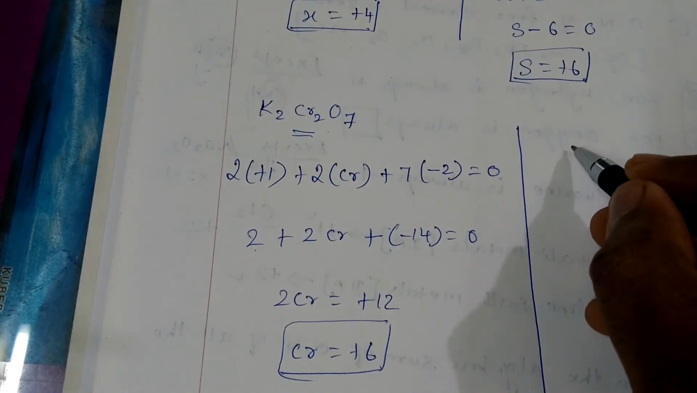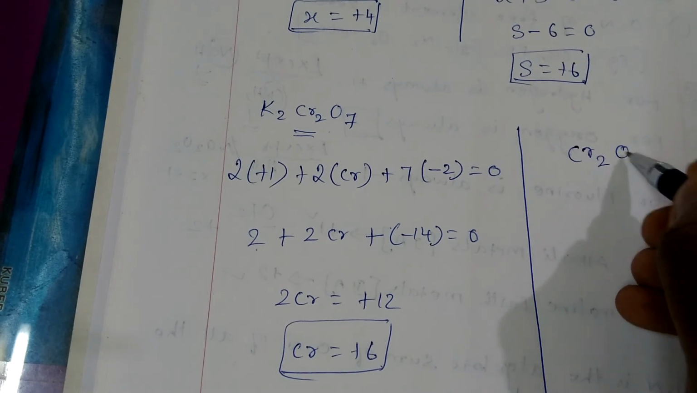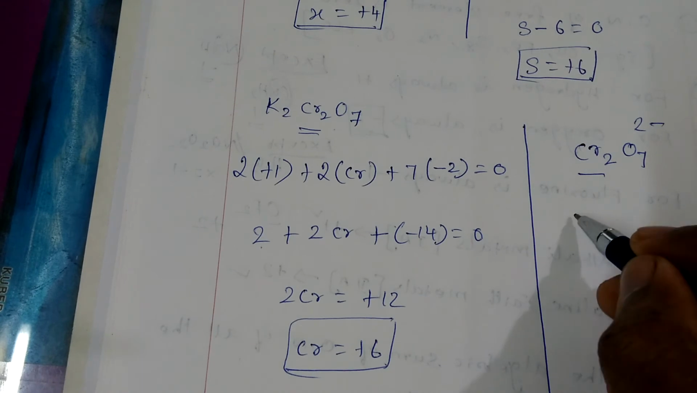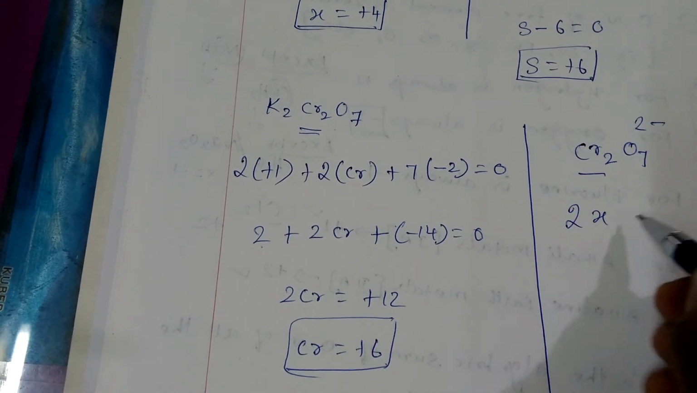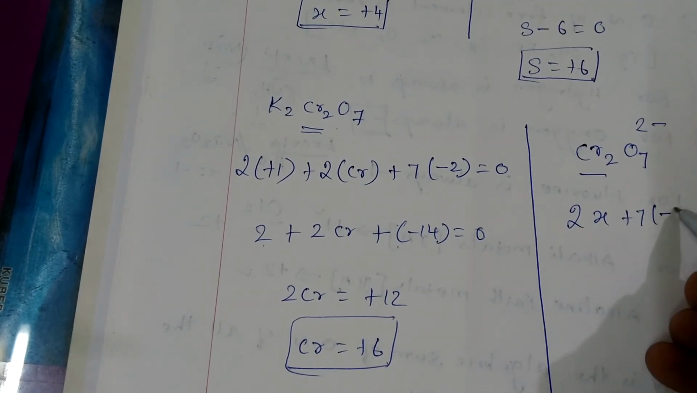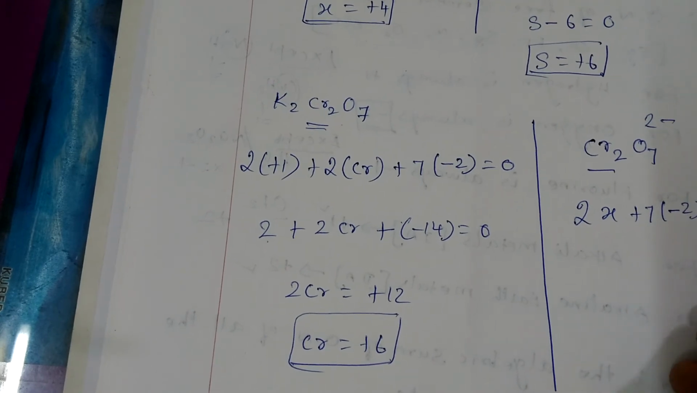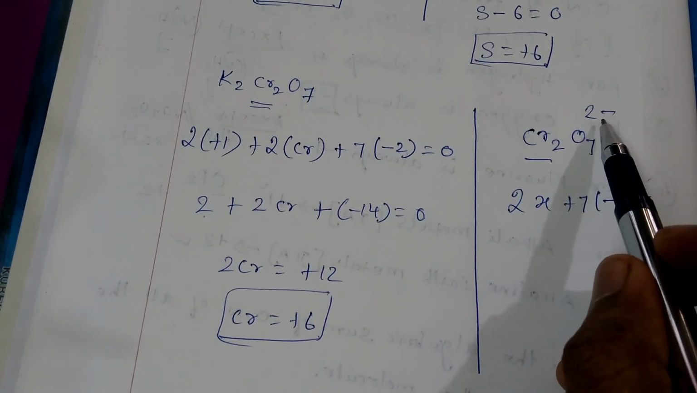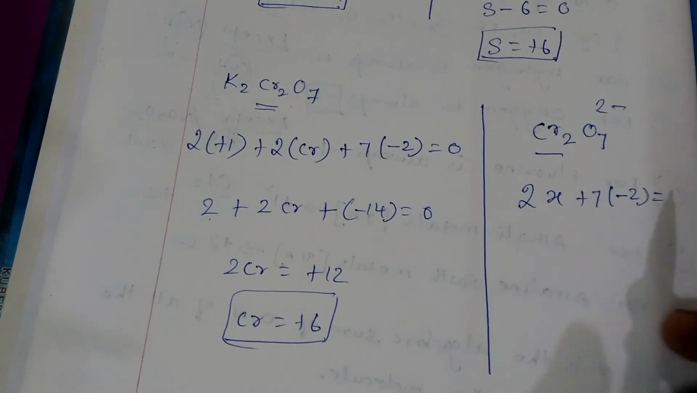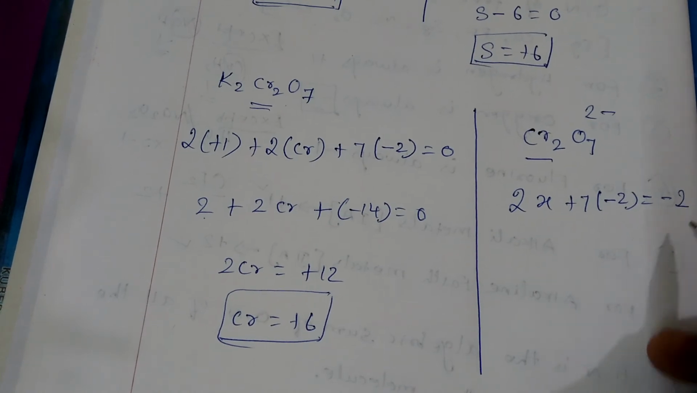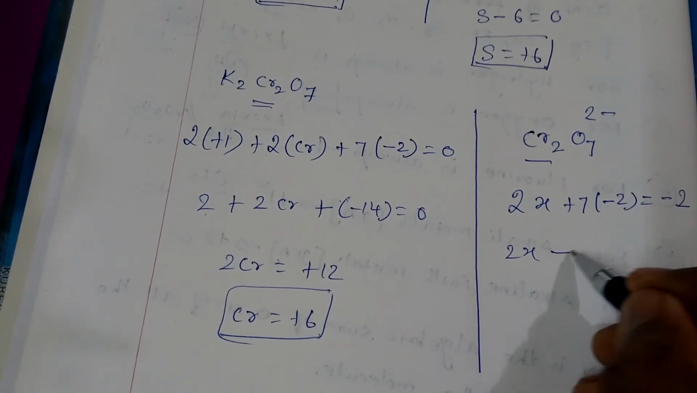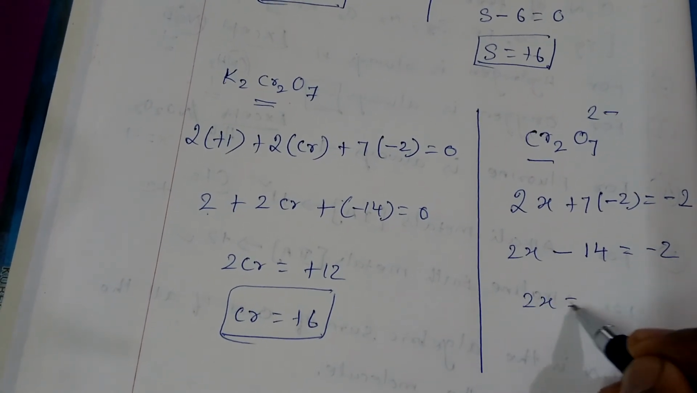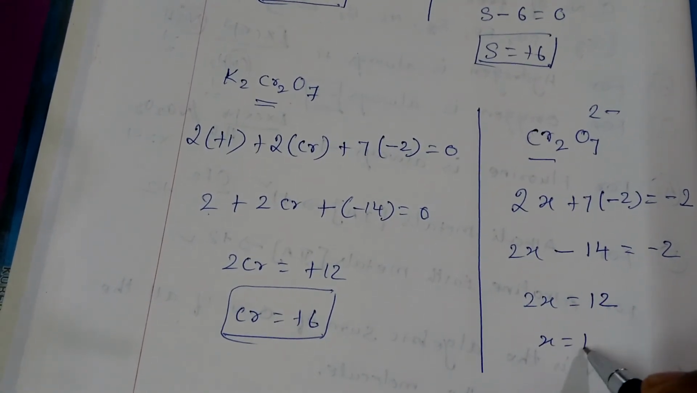Next we can calculate for an ion. How to calculate for an ion? Cr2O7 2-. As I said already, you take 2Cr as 2x, plus 7 into -2, which is equal to, don't write 0 here, -2. If any ion is given, the charge given on the top is the sum of the total value. So 2x minus 14 is equal to -2. So 2x equals 12, x equals +6.